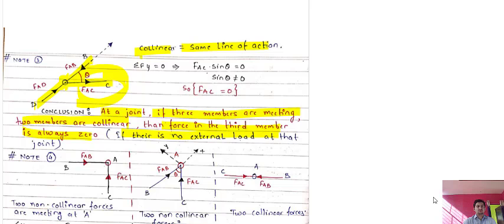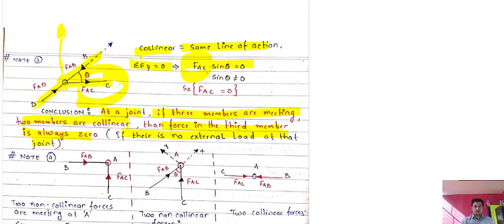If there is no external load at that joint, only then the force in the third member will be zero. Otherwise, there will be some force in that member. So this note is clear: if two members are collinear, the force in the third member will be zero only if there is no external load at that joint.